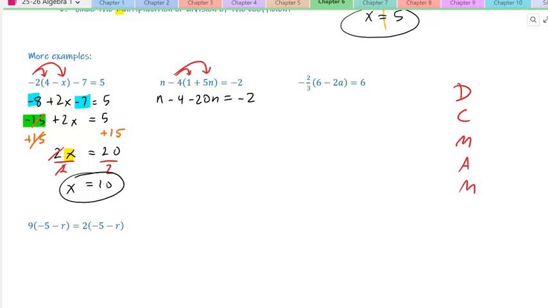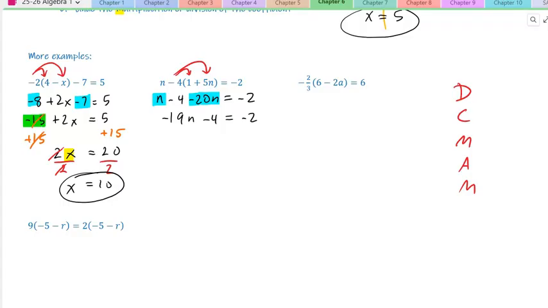All right, combine like terms. Let's see if we can combine some like terms. I see that I have an n here. Remember, that's a 1n, and I have a -20n. So that gives us, let's see, a +1 and -20. That will be -19n minus 4 equals -2.